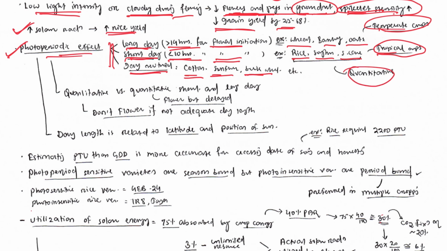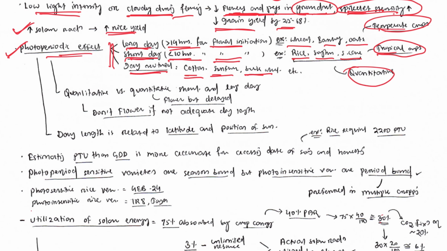The difference between quantitative and qualitative day length plants is that in a qualitative short day plant, if the day length is more than 12 hours, then it will not flower at all.